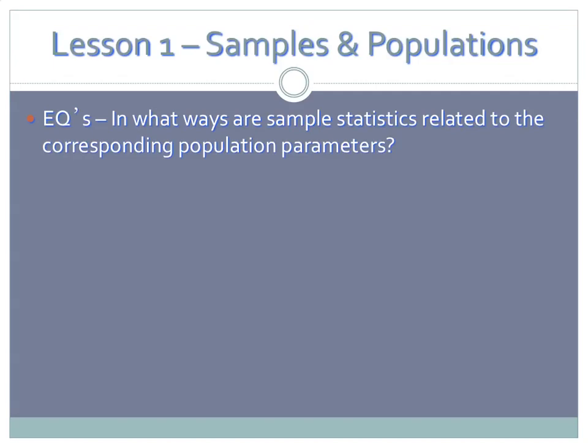The essential question for this lesson is, in what ways are sample statistics related to the corresponding population parameters? Lots of different words in there, it sounds like a big jumbled mess, but we're going to help you understand that in the next slide or two. So again, in what ways are sample statistics related to the corresponding population parameters? We're going to come back to that question in just a little bit.